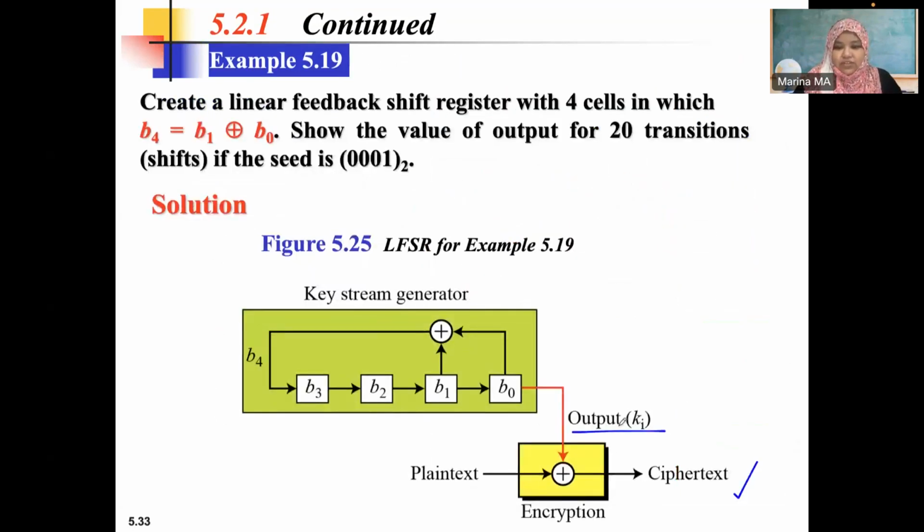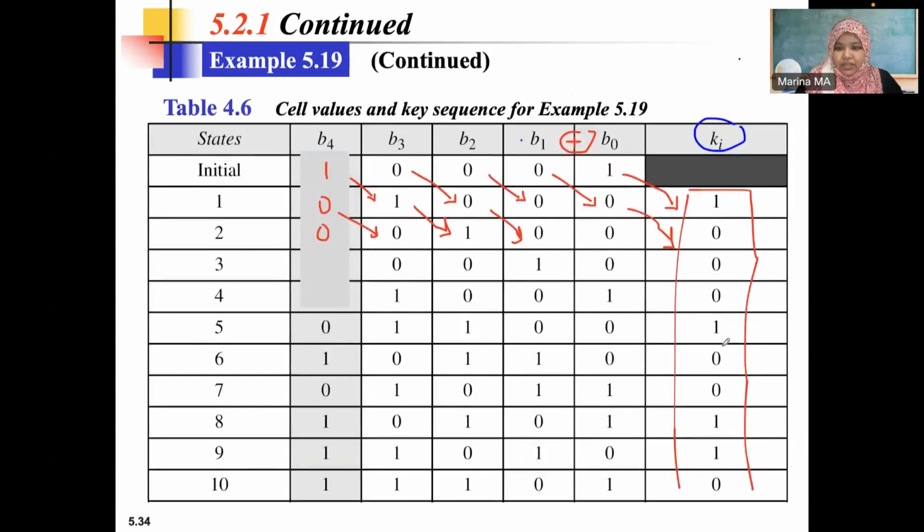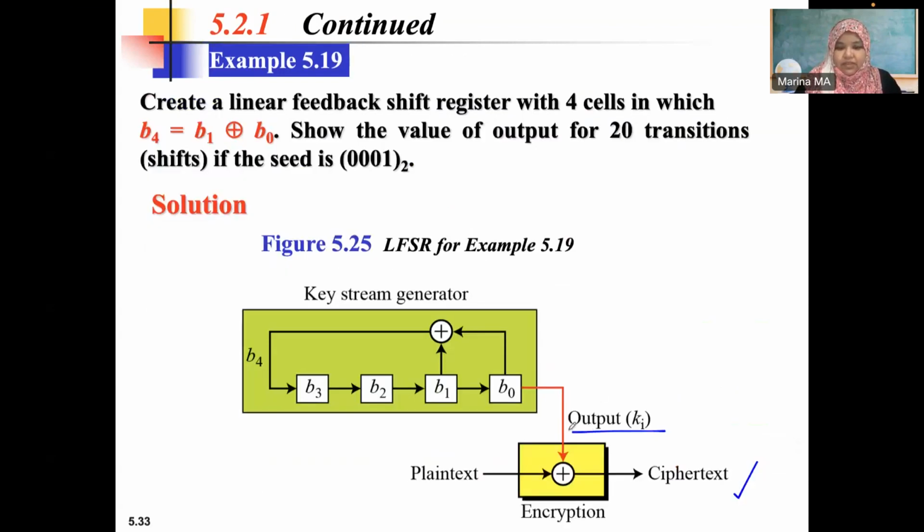So this stream of key, you will use to get the ciphertext. So this output is the stream, and then you will encrypt with the plain text. In this case, the encryption is just an XOR. 1 bit of key XOR with 1 bit of plain text to get the ciphertext. So LFSR is a technique to create a stream of key for a stream cipher.